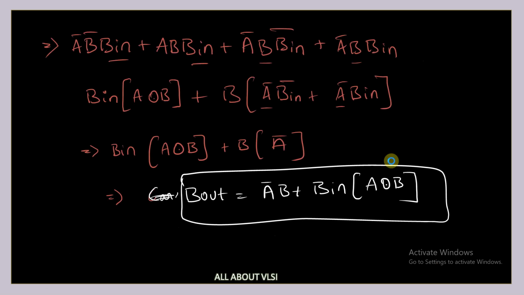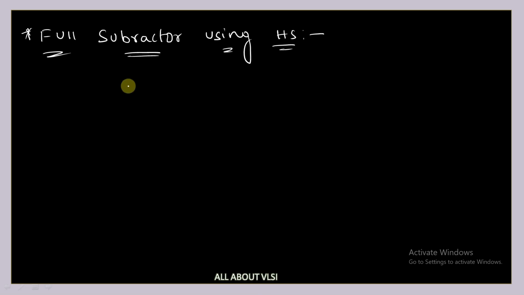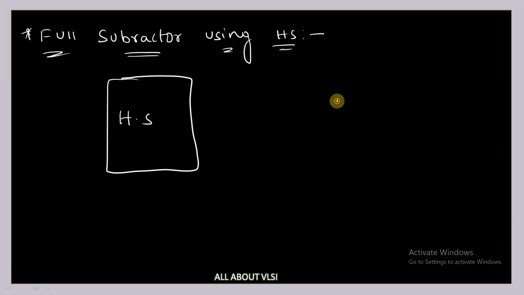Okay, now let us try to implement this full subtractor using only NAND gates, and let us try to implement this full subtractor using only NOR gates. Okay, so how to implement this full subtractor? Now first of all, how to implement this full subtractor using only half subtractors? I can take my two half subtractors. This is my half subtractor, and this is another half subtractor.